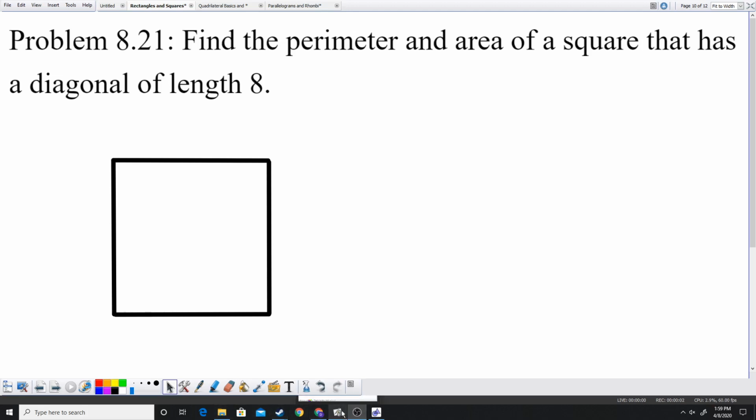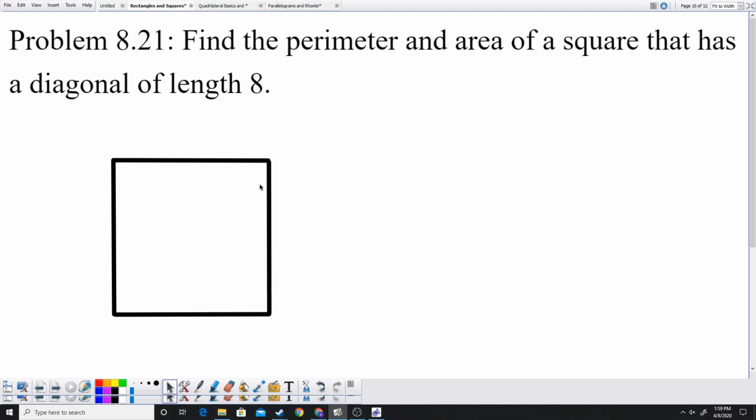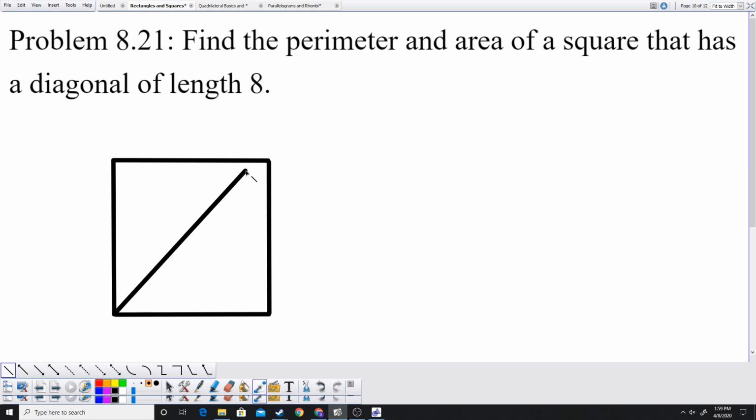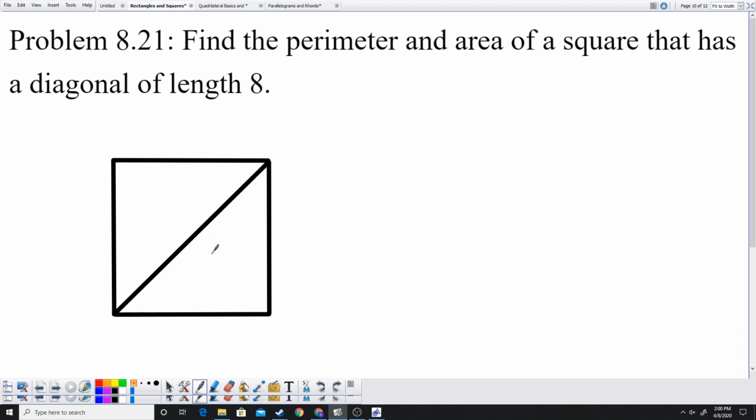Alright, so our next problem asks us to find the perimeter and area of a square that has a diagonal of length 8. That's a little bit more interesting. So let's draw our diagonal, and this diagonal has a length of 8. And let's just label some of the points.